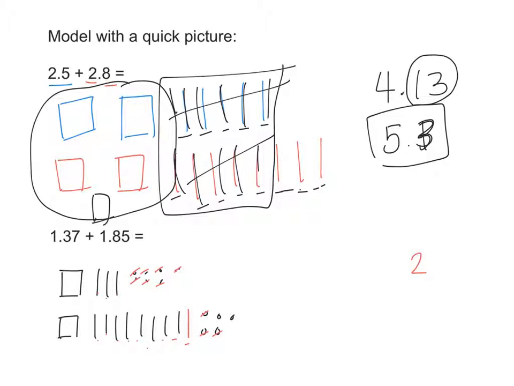So I can regroup 10 of these, 3, 4, 5, 6, 7, 8, 9, 10, to turn it into one what? 1 flat. Good. So how many tenths do I have left? 2. And now how many ones do I have? 3. So by using this quick picture, I know that 1 and 37 hundredths plus 1 and 85 hundredths equals 3 and 22 hundredths.